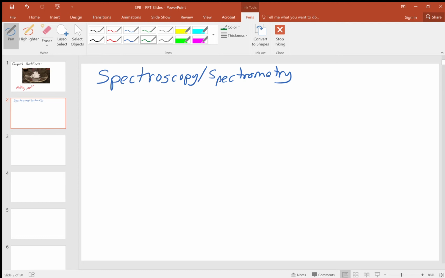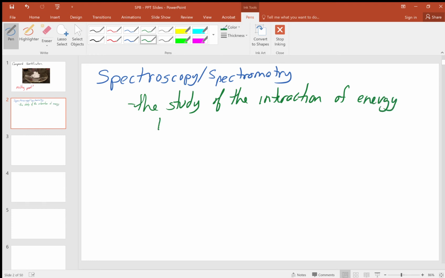So when we talk about spectroscopy, from the simplest point of view, we're looking at the study of the interaction of energy with matter. And depending on the type of energy used, you get many different types of spectra, which can give you many different types of information.